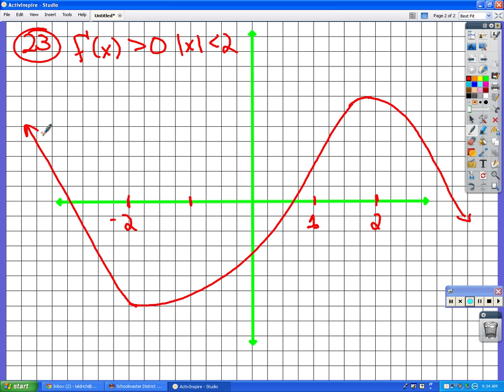Okay, then it says f prime of -2 equals 0. So what's happening at -2? Yep, gotta have a horizontal tangent there. Got it, check, done.